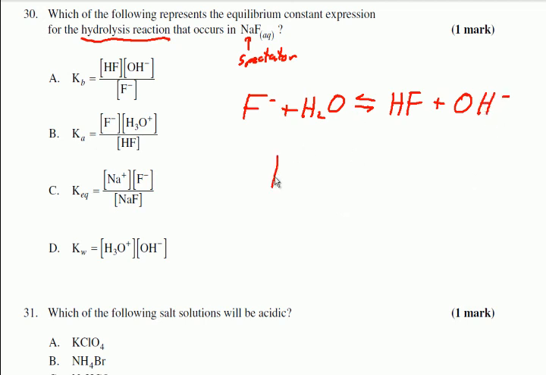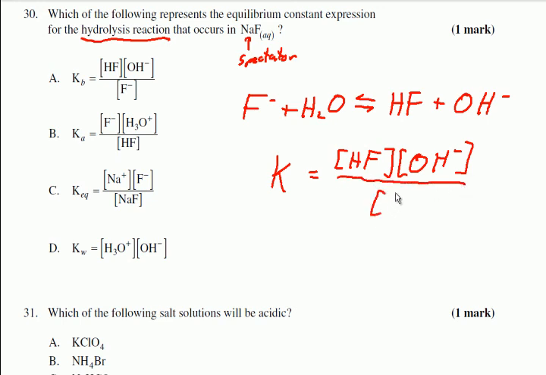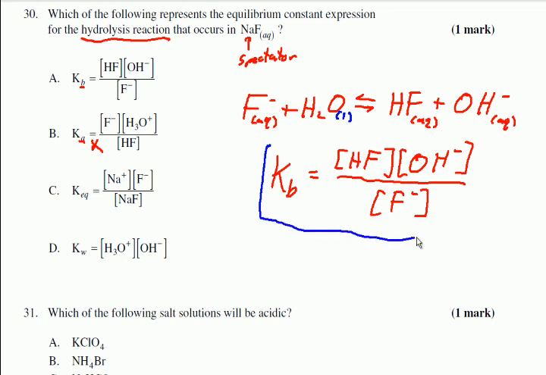Okay, and so your K value is going to equal products over reactants. You do not put water into the equation because water is a liquid. Everything else is aqueous. So here's your equilibrium constant expression. Now, since you're making OH minus, it is not Ka. Since you're making OH minus, you're going to call it Kb. So here is your answer right here.